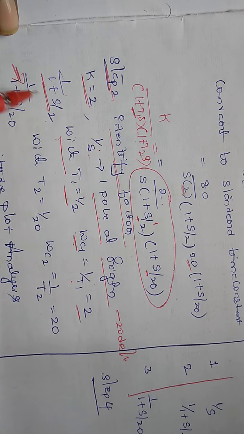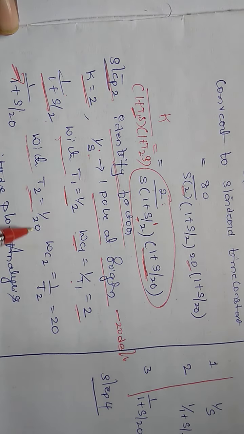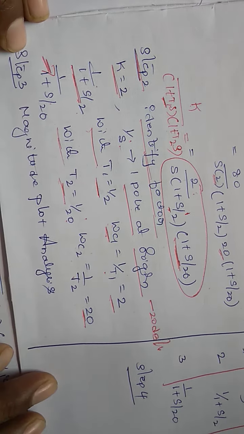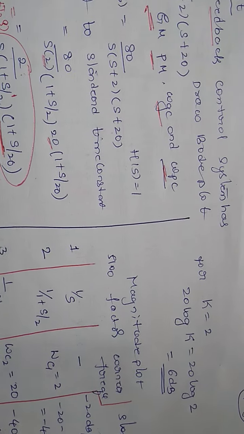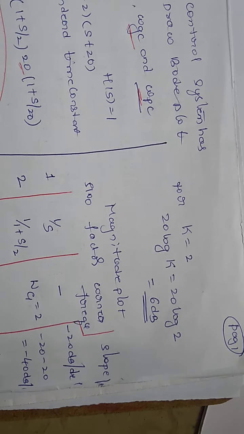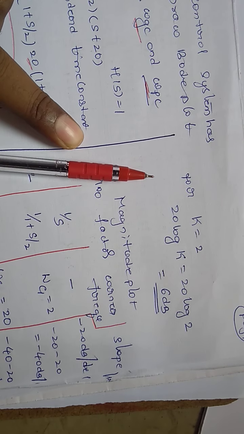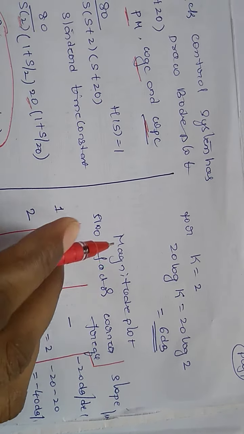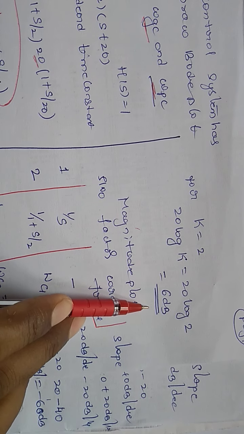Similarly, the next factor is 1 over 1 plus s by 20. If you compare with t2, 1 by 20, then omega c2 is equal to 1 by t2, that is equal to 20. Then step 3, magnitude plot analysis. To find the magnitude plot values, consider the k value, k equal to 2. Then you can use 20 log k, that is equal to 20 log 2. So we will get 6 dB.